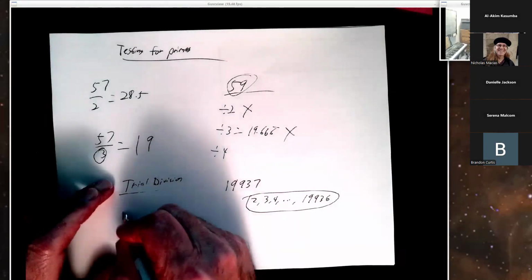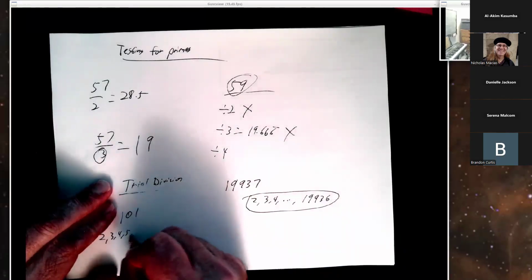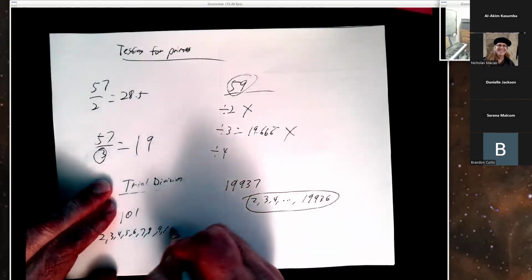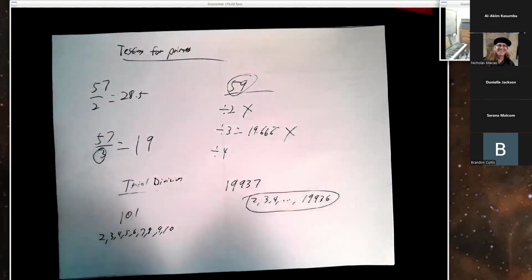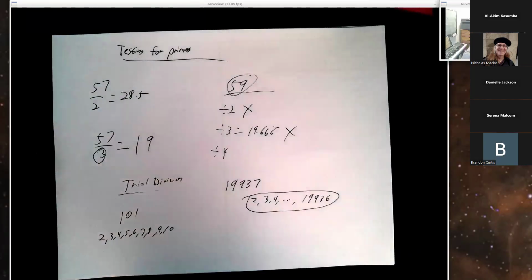So if I'm testing like the number 101, I only have to try 2, 3, 4, 5, 6, 7, 8, 9, and 10. Because if I divide by a number bigger than the square root, I'm going to get something less than the square root. We actually proved this last week in our discussion of proofs. If the product of two things was n, then at least one of them was less than or equal to the square root.